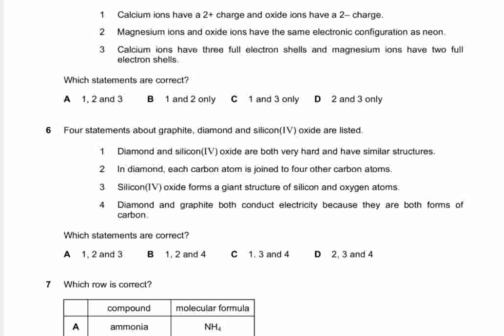Next, four statements about graphite, diamond and silicon oxide are given. Diamond and silicon oxide are both very hard and have similar structures. Yes, they do. In diamond, each carbon atom is joined with four others. Yes, they do. Silicon oxide forms a giant structure of silicon. Yes, they do. Diamond and graphite both conduct electricity. No, it's wrong. Diamond cannot conduct electricity. So the first, second, and third statements are correct, and according to it, the A option is the correct one. For six, A is correct.